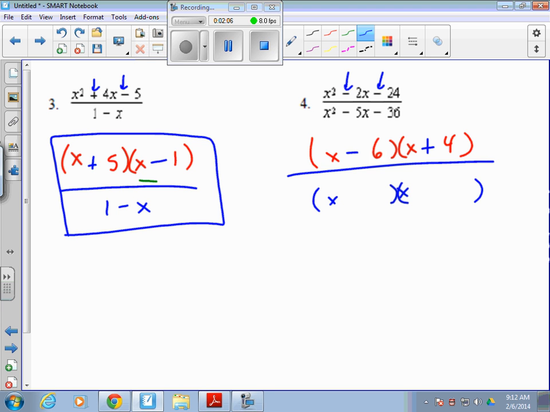Do the same thing at the bottom, x times x. Your factors of 36 that are going to get you to 5 are 9 and 4. Again, this tells you they're going to be opposite. This one tells you the bigger one's negative, so that one's negative. This one's positive. You can clearly see what they have in common now: x plus 4 on top and bottom. So x minus 6 over x minus 9.